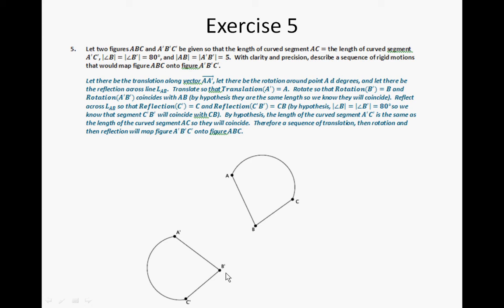And you can also talk about the fact that line segment CB is going to be the same as C prime B prime. And therefore, whatever the angle of B is going to be the same as angle B prime. And you do know it's 80 degrees. It's right here in the problem. So we know that because of all of these things, the points map onto each other, the rays or segments map onto each other, and the angles are the same. Therefore, we can, without a doubt, say that figure A prime, B prime, C prime is the same as ABC.